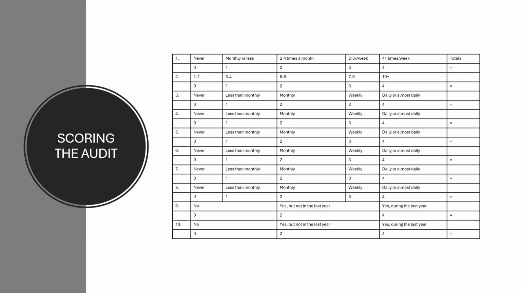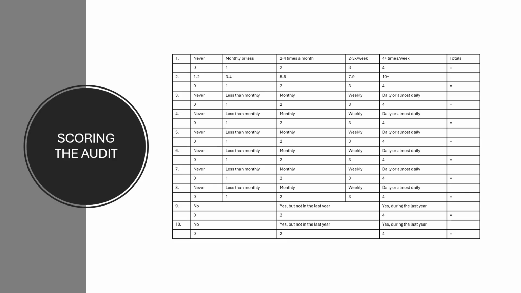And scoring the AUDIT, for question number 1, if you wrote never, it's a 0. Monthly or less is a 1. 2 to 4 times a month is a 2. 2 to 3 times a week is a 3. And 4 or more times a week is a 4. You're going to write that number out next to your answer.